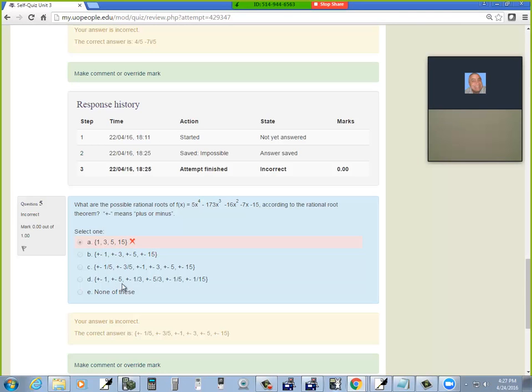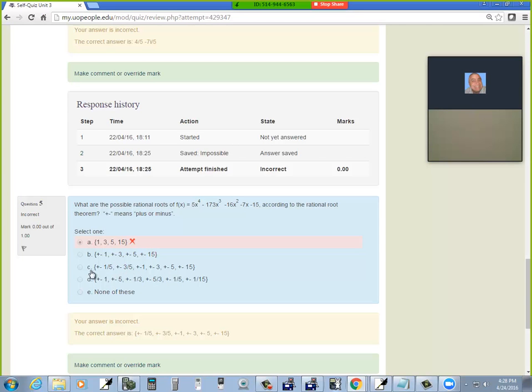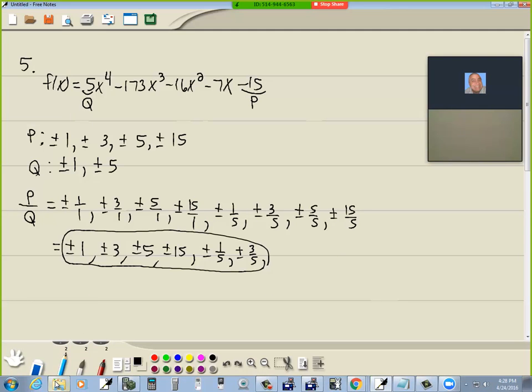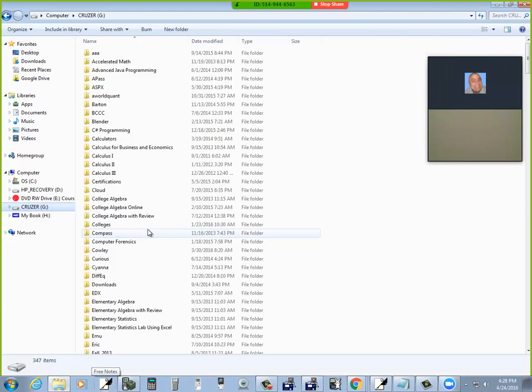And don't worry about what those represent yet. We'll talk more about that. Let's see, 1, 3, 5, 15. 1, 3, 5, 15. 1/5, 3/5. So it looks like C is the answer. Right. That's the way to figure out what possible answers you have.